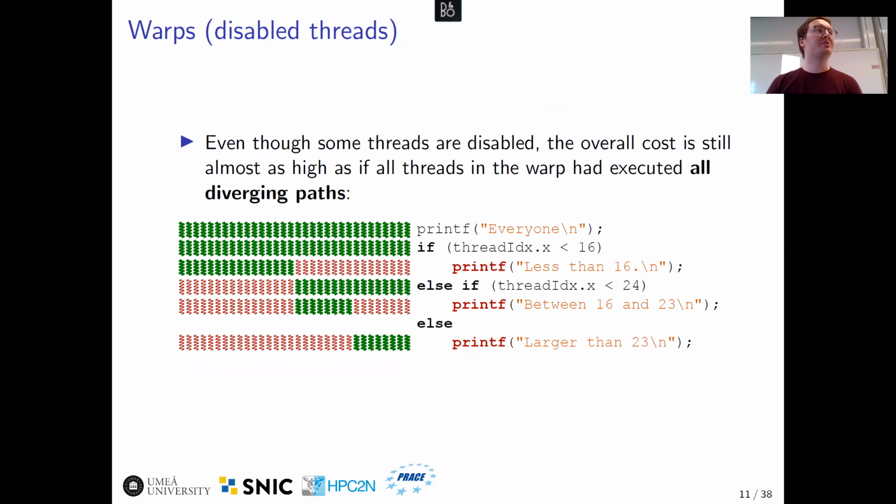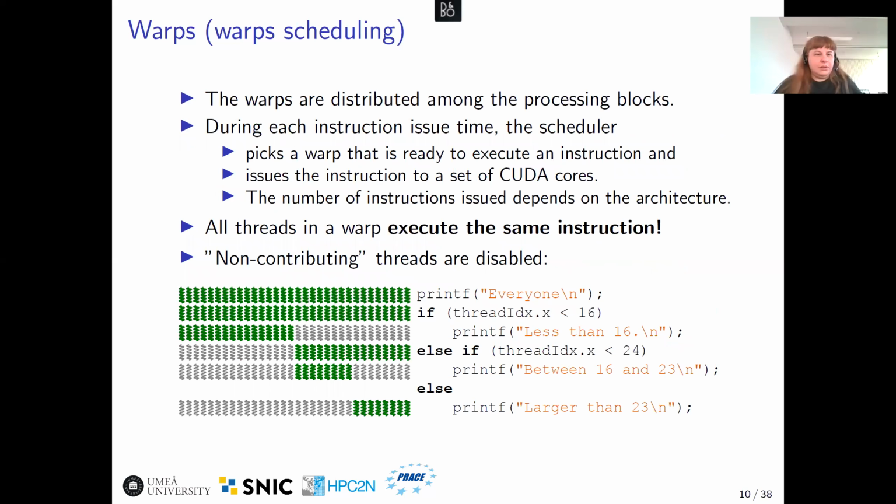Yes, there is a question. Is that 32 common for all GPUs? It is common to all NVIDIA GPUs. If I remember correctly, at least a couple of years back for AMD, it was 64 threads. But for NVIDIA, it has been 32 since the first GPUs that supported CUDA.